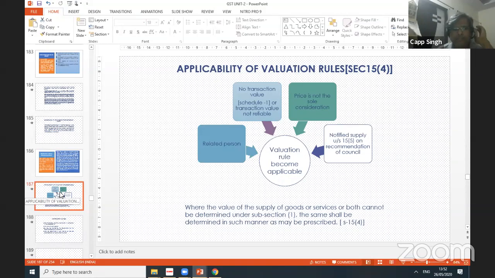Then if the supplier and recipient are related persons, or price is not the sole consideration, or transaction value is not available, and in some of the cases of notified supply of goods or services, the government has made the valuation rules, and valuation rules are based on the open market price of those goods. So based on the open market price, if between related persons there are no transactions, or the transaction is influenced by the relationship, or price is not the sole consideration, then valuation will be applicable, and accordingly there will be adjustment in the transaction price, or otherwise open market value shall be considered.